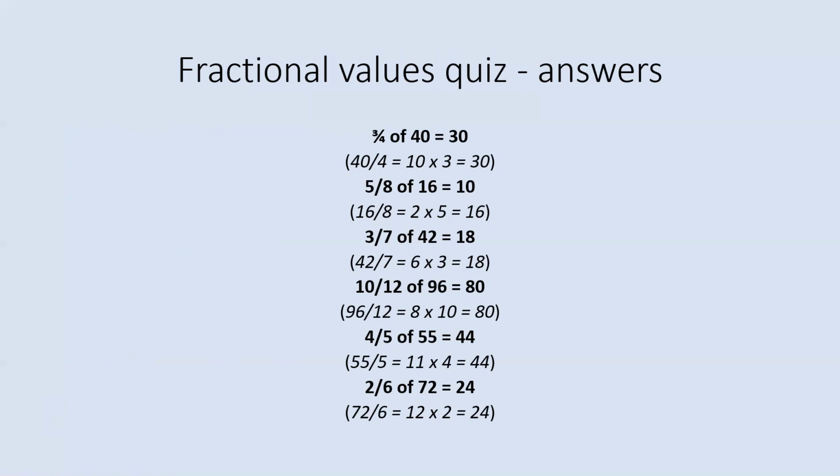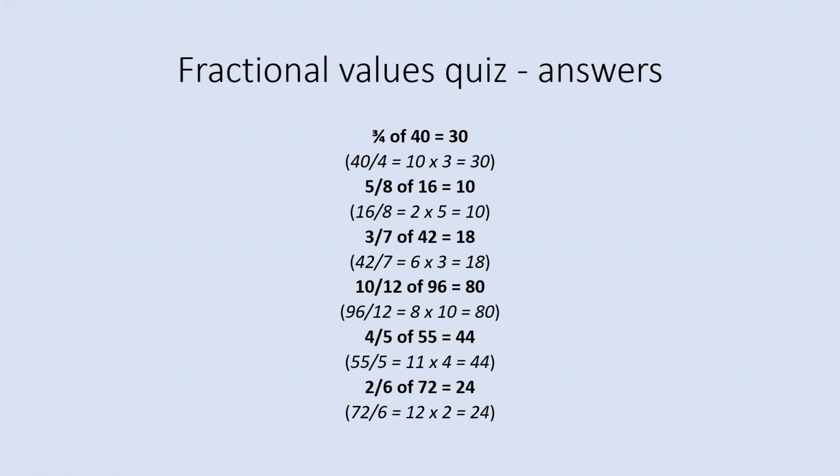So I just made an amendment there. 5/8 of 16 equals 10. 16 divided by 8 equals 2, times that by 5 equals 10. 3/7 of 42 equals 18. 42 divided by 7 equals 6, times that by 3 equals 18.